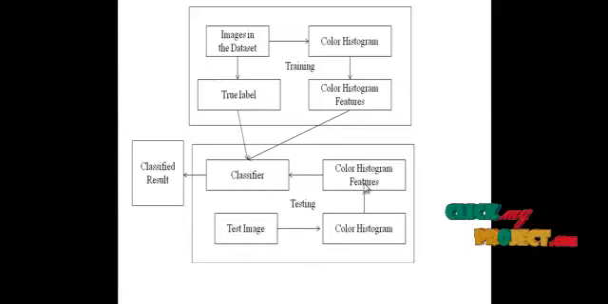Then finally we separate the three color channels of the input image, and the histogram value is calculated for each channel, and the values are saved as the color histogram features.